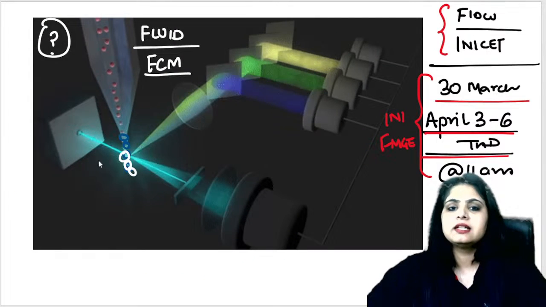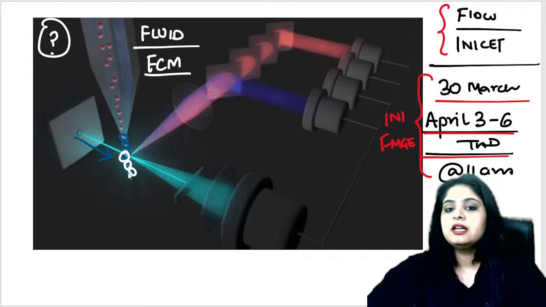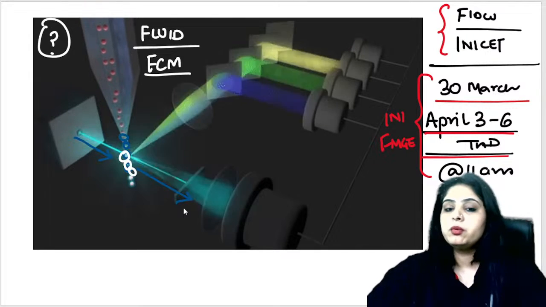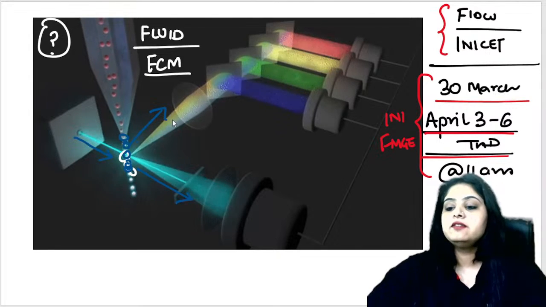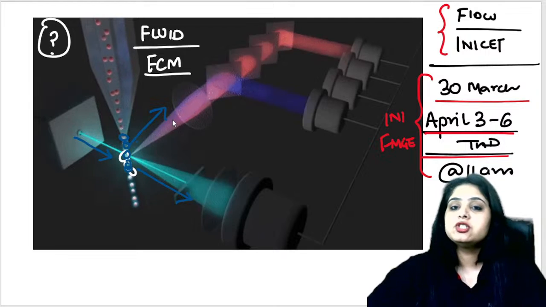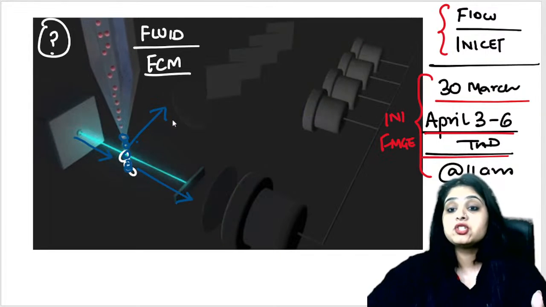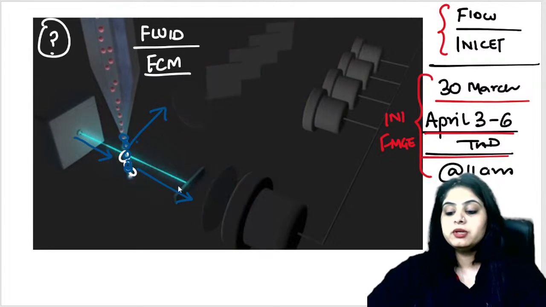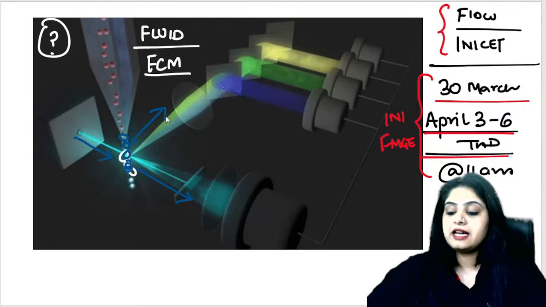Then the story is only over. When this light is coming, a part of the light is going forward, a part of the light is going sideward. Everyone can see that. This is the most beautiful GIF which explains the entire machine in one go. So what is forward scatter? What is side scatter? Very good.